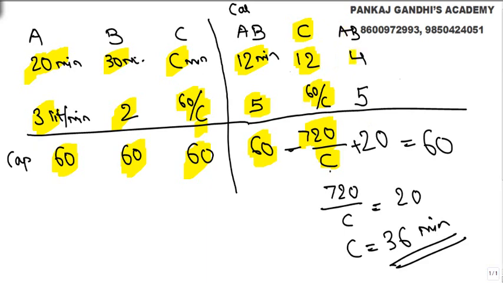Now he closes pipe C, A and B are open for 4 minutes, per minute 5, so they filled 20. Earlier, this much was filled by A and B, C emptied this much, now A and B filled this much, total tank, complete tank, we have assumed 60. So 720 by C, solving it, 60 minus 60 getting cancelled. So C alone can empty the full tank in 36 minutes.